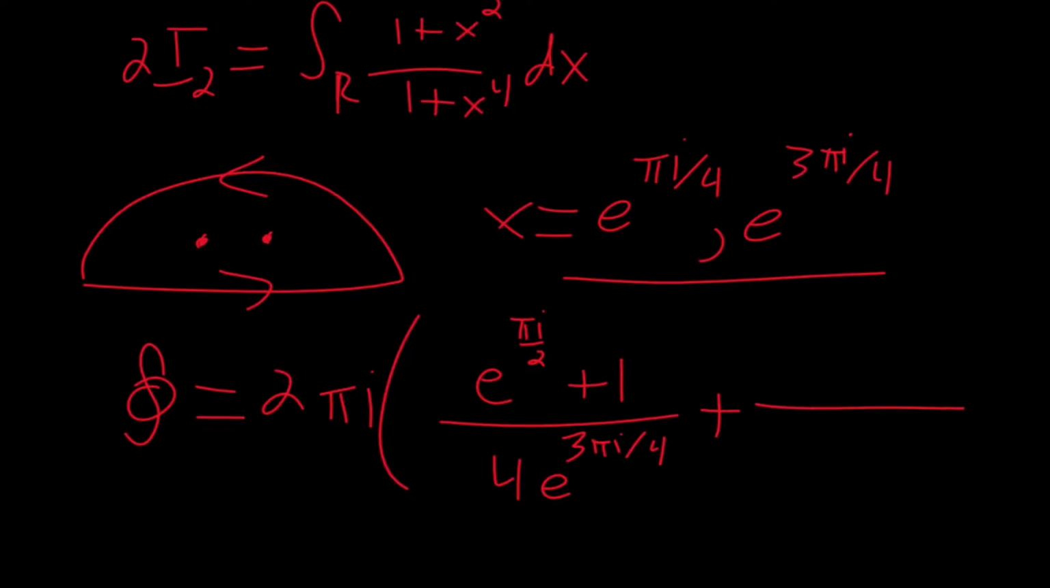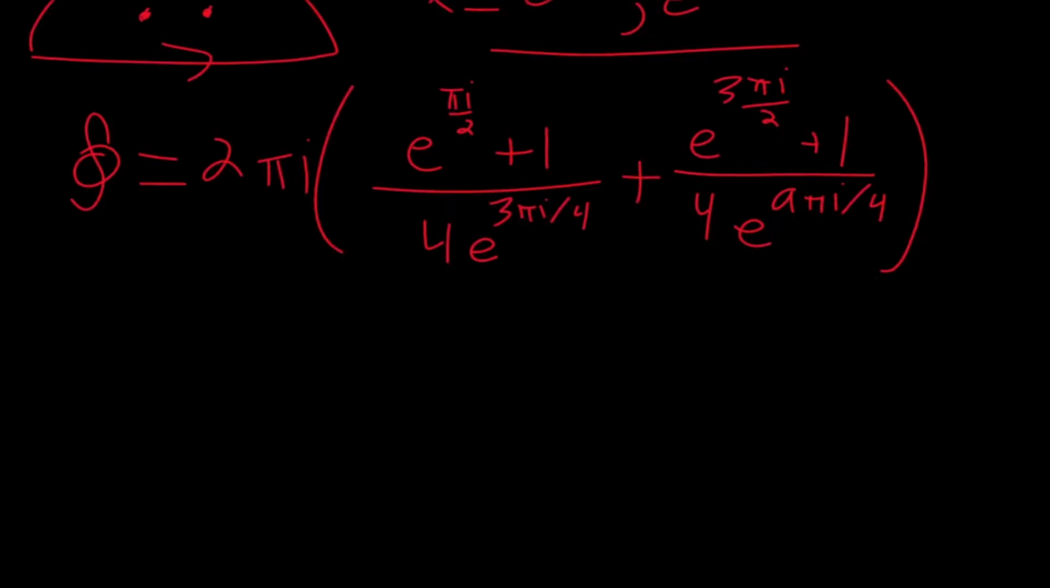with e to the 3 pi i over 4. It's the same structure, just we're going to replace where we put e to the pi i over 4 in the previous one, we're just going to put e to the 3 pi i over 4. So we have e to the 3 pi i over 2 plus 1, and then divided by 4 times e to the 9 pi i over 4.